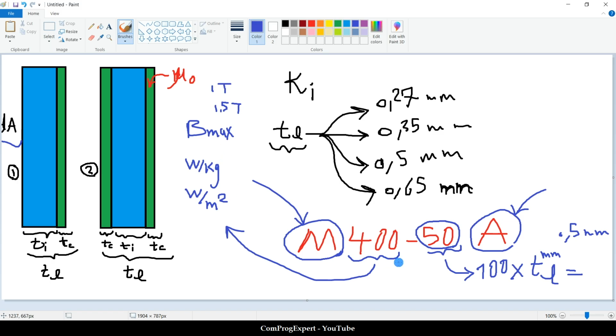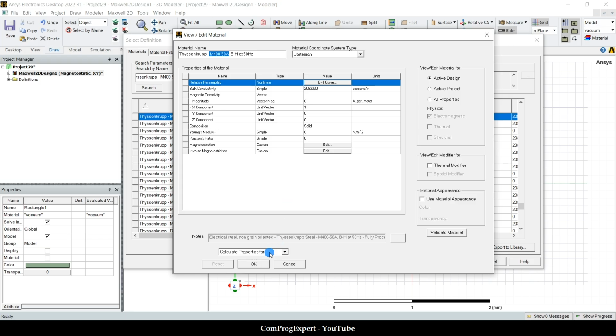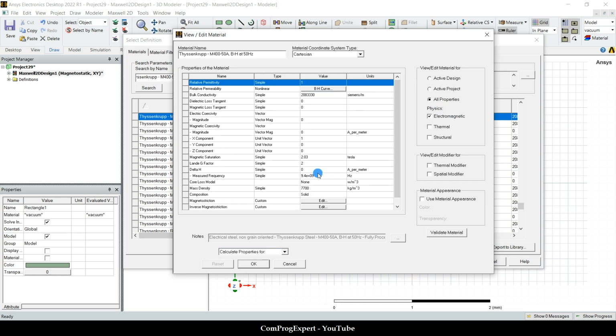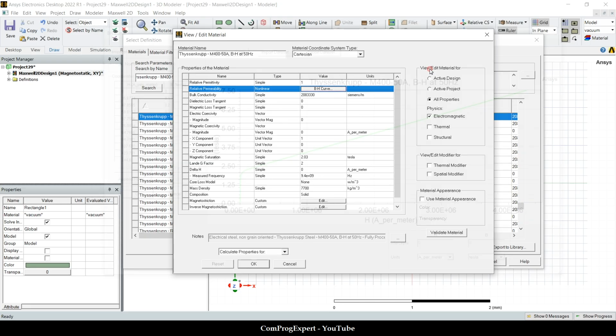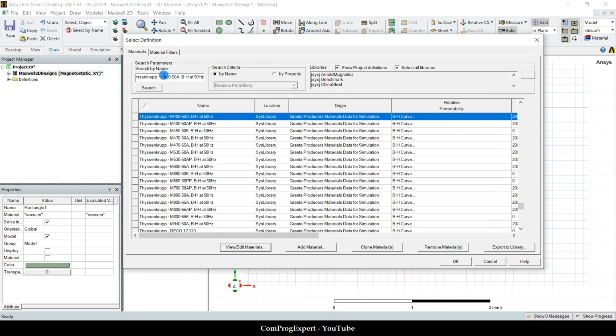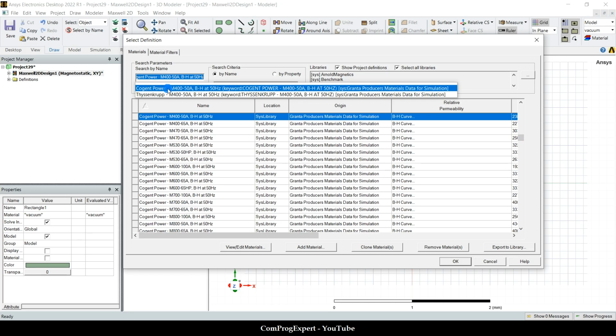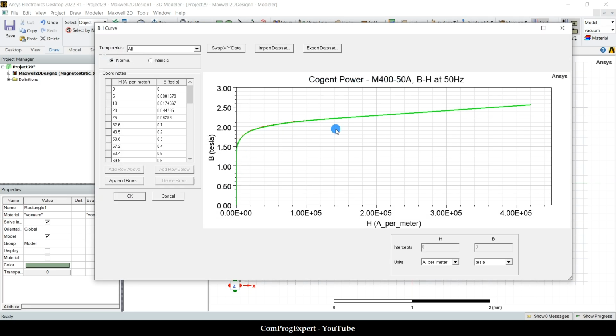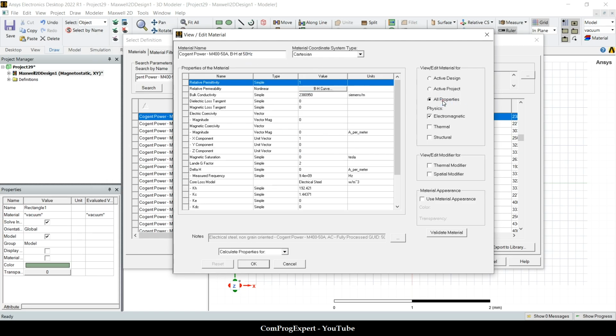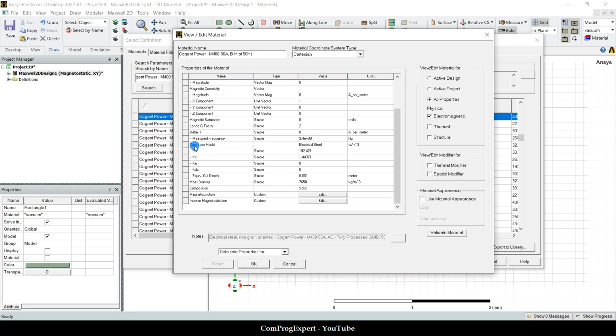So these two numbers are important, and you can check these numbers in the software or in the datasheet of the material. So here you can see the properties of this material, the HP curve. Let me select another one. This one is from another manufacturer, M450A. You can see the HP curve at 50 Hertz, and also this core loss model.